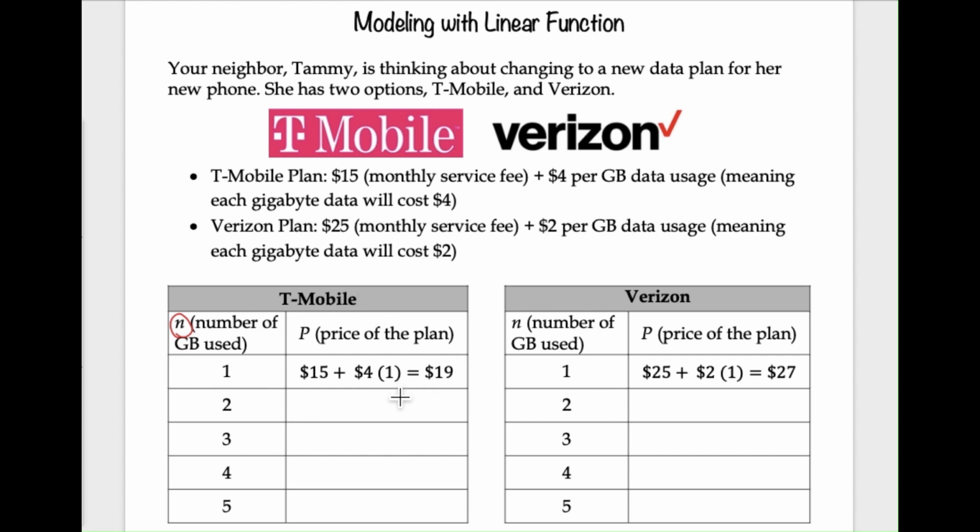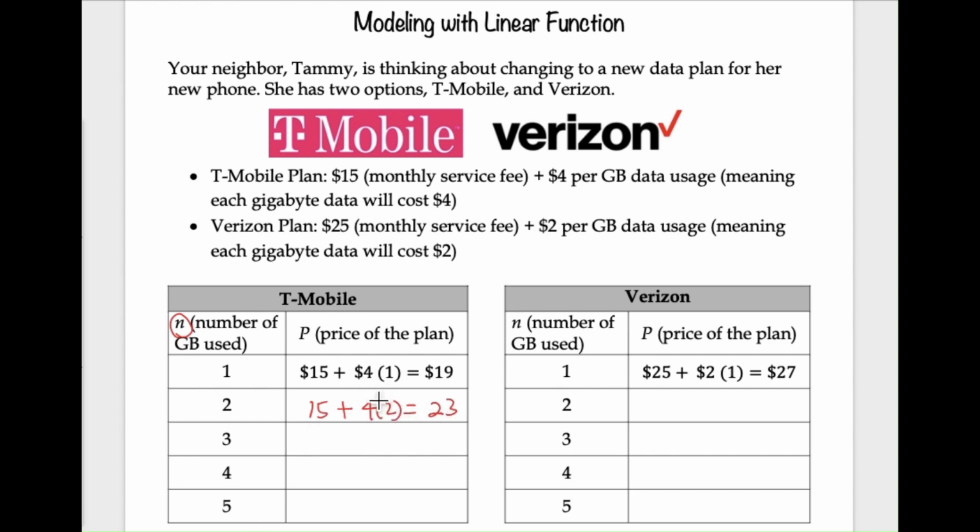So the first one is already completed here as an example. We know monthly service fee is $15. We need the number of gigabyte she's using. If this is 1 gigabyte, then it's going to be $4 times 1, then total is $19. If this is 2 gigabyte, I just write down here. So it's going to be 15 plus, since it's still $4 for each one, we just multiply 2, which is going to be 23. 4 times 2 is 8.